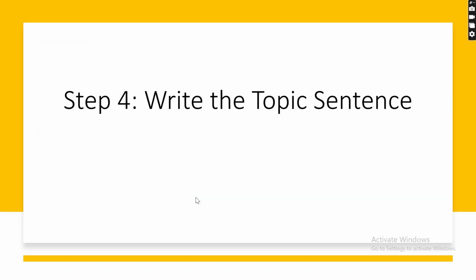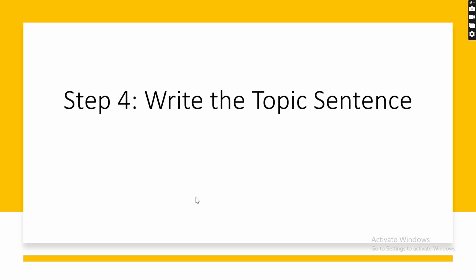Okay, let's start from the first one. Step 4. It comes to about to write after gathering the ideas, after writing an outline. Now it's time to start your writing. So you need to write the topic sentence. The topic sentence is the first part of your paragraph. Usually it comes in the first sentence of the paragraph.